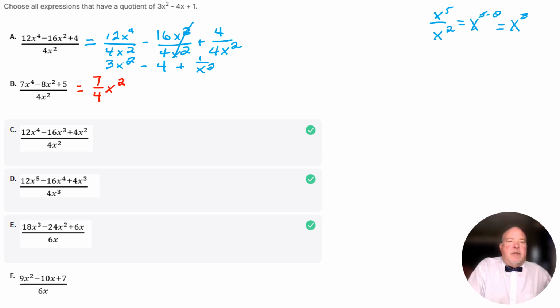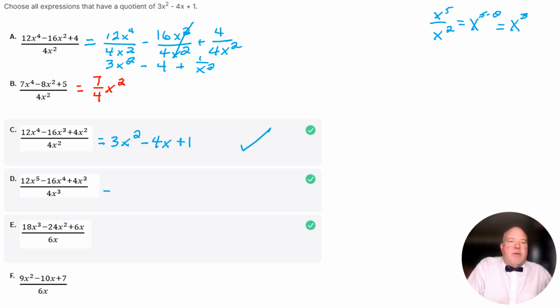Go to the next one. So 12 divided by 4 is 3. X to the fourth divided by x to the second. Subtract the exponents. You get x to the second. So we're good so far. Minus 16 divided by 4 is 4. X to the third divided by x to the second is x to the first. I don't need to write the exponent of 1. So we're still good so far. And then 4 divided by 4 is 1. There's a plus sign here. 1. And the x's cancel out. So x to the second divided by x to the second is 1. So it just goes away. So that one matches our answer. So that one is a good answer.